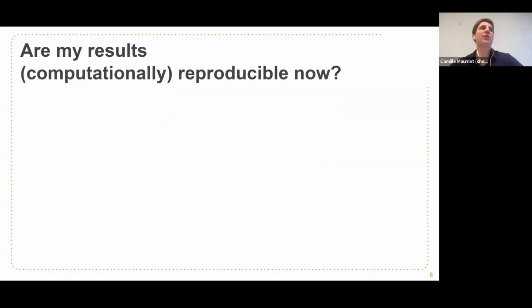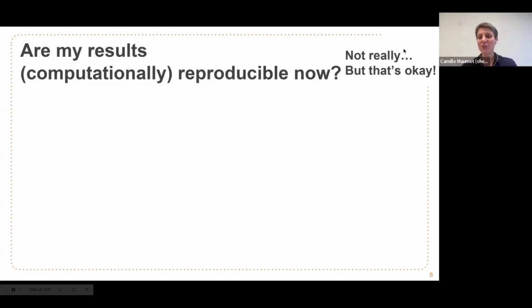So now you might say, okay, we found a way to share our source code. We've listed our dependencies. Are we all set now? Can we say that if the data is shared as well, of course, our results are computationally reproducible? So again, this is the idea that we want to get the very same outputs from the same data and the same code. Well, it turns out actually not really.